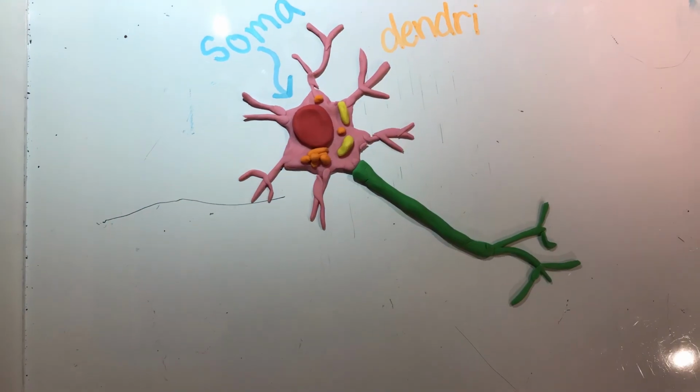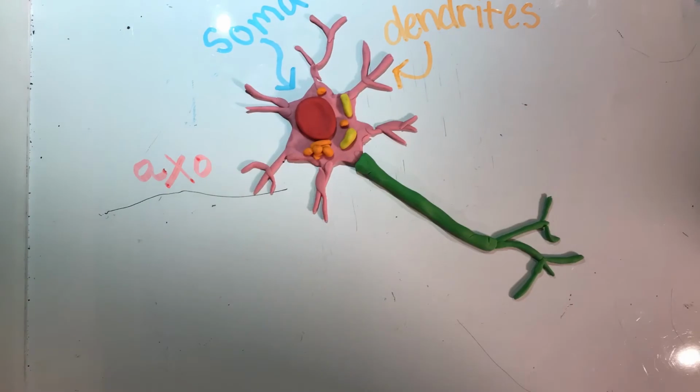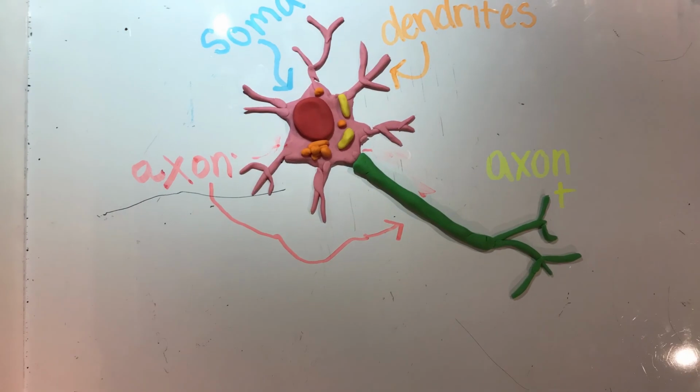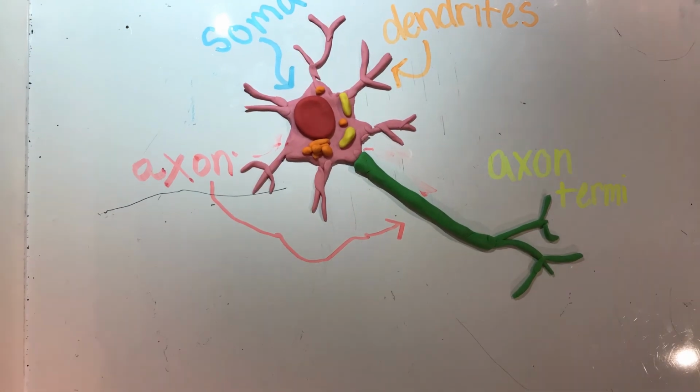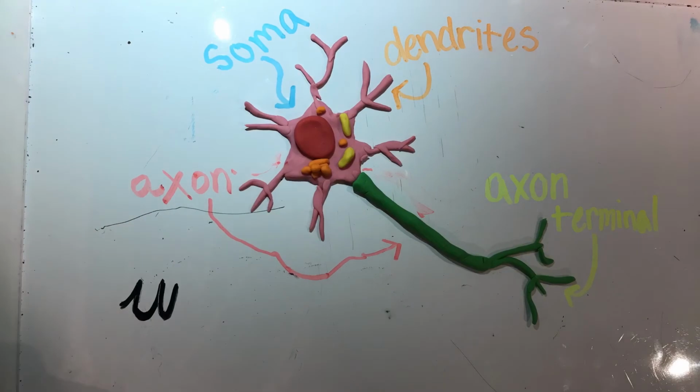Extending from the soma are branching extensions called dendrites, which receive information. The axon is a thin fiber that transmits electrical impulses away from the soma toward the next cell. The axon terminal, made up of teledendria, synapses with the next cell.